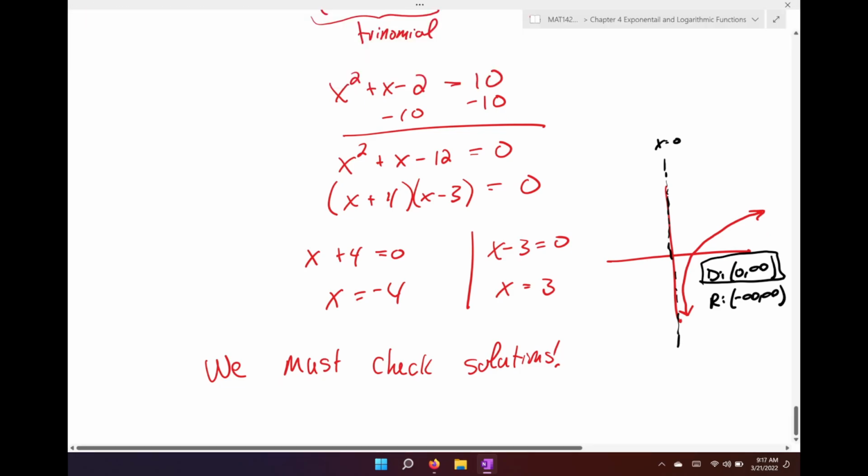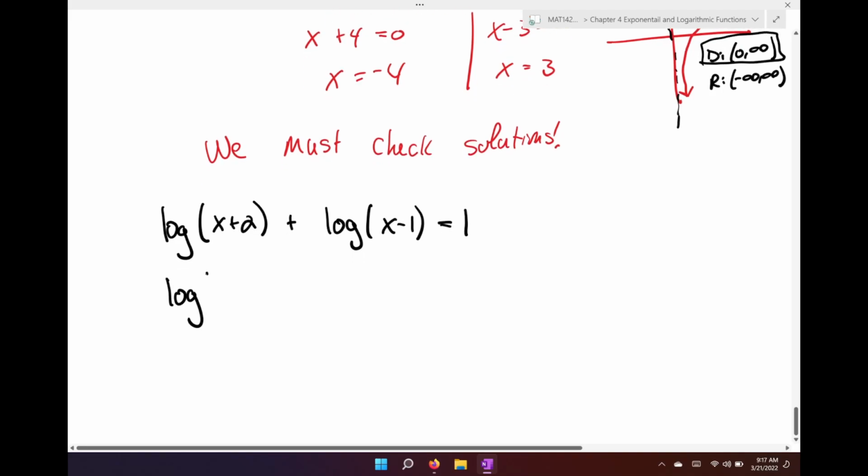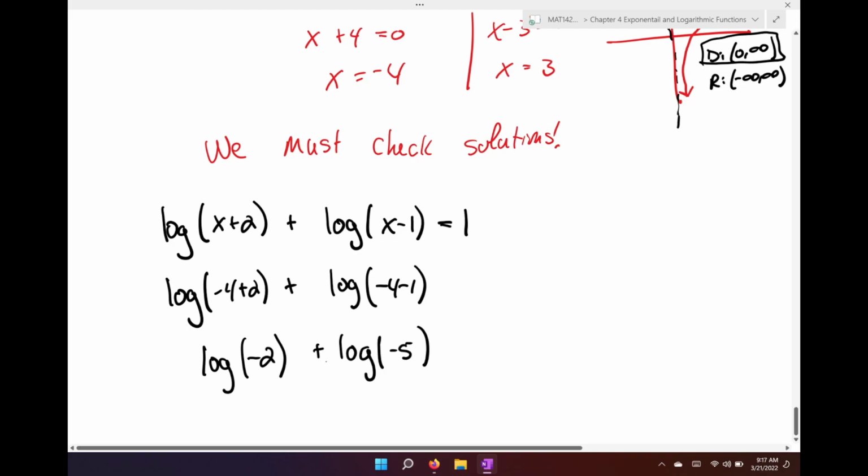Just because we get x equals negative 4, don't automatically cross that out. You have to go back into the original problem, substitute it in, and then check it. All right, so we're going to let x equal negative 4, so we get log of negative 4 plus 2, plus the log of negative 4 minus 1. And obviously here, we're going to get the log of negative 2, plus the log of negative 5, which we cannot have negatives for logs. So we know x equals negative 4 is not a solution.